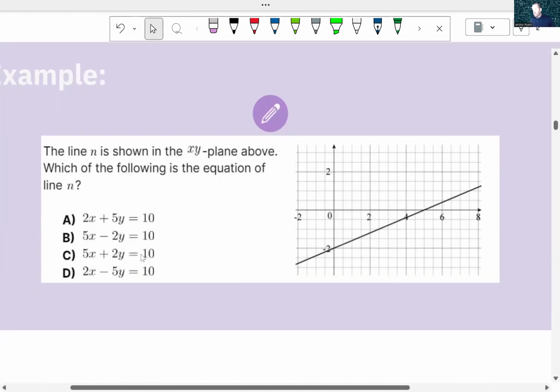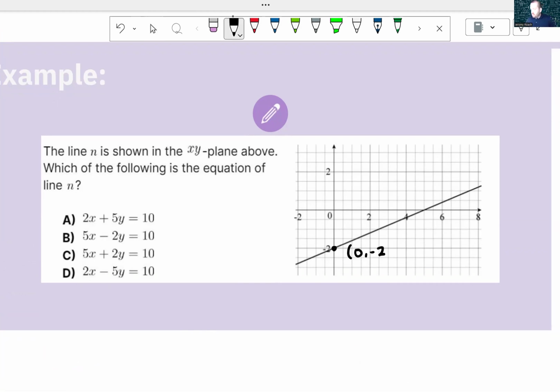Let's take a look at this. This tells us four options, all in standard form. And it says the line N is shown in the xy plane, or it's graphed. Which of the following is the equation of line N? Well, I would start by graphing. You can either graph all four of these on Desmos, or you could decide, okay, this is at 0, -2. So our b is equal to -2.